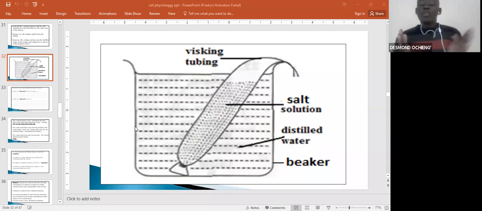Now, the distilled water or the dilute solution has a low osmotic potential. In fact, it may not even have osmotic potential, because if it is lowly concentrated, it is unable to draw water from a highly concentrated solution. So osmotic potential is only applicable when talking about that ability of a concentrated solution to draw water from a dilute solution.